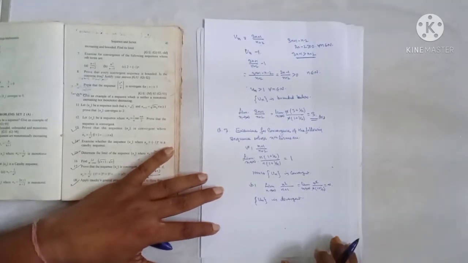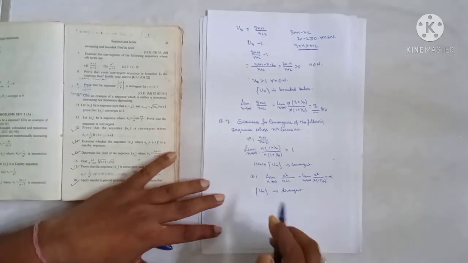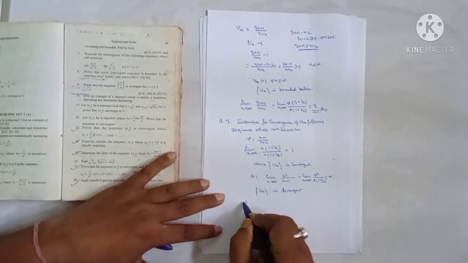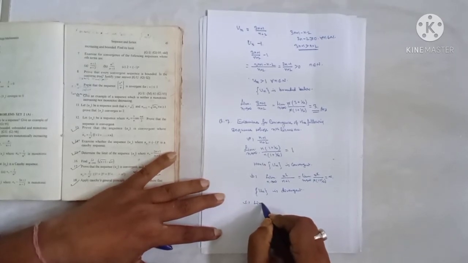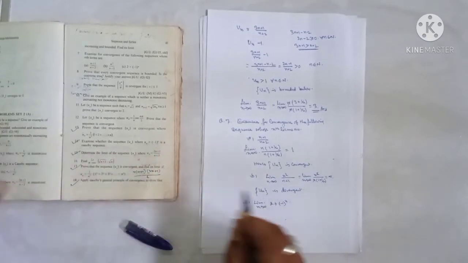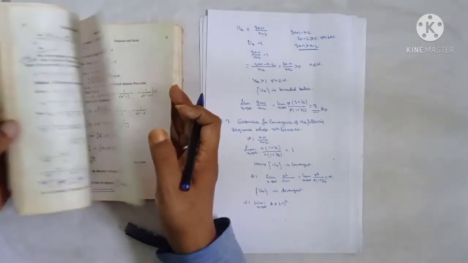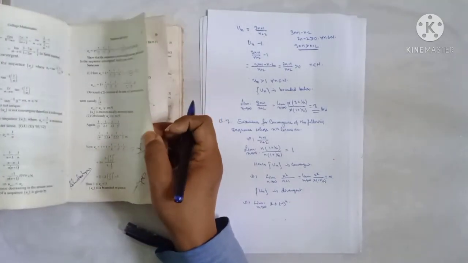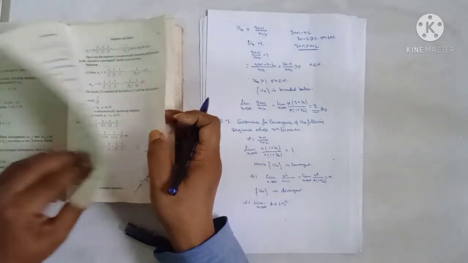Now again your third, C, if you take limit n tends to infinity, 2 plus minus 1 to the power of n, such type of question is solved here, you can see this type of question is solved here.